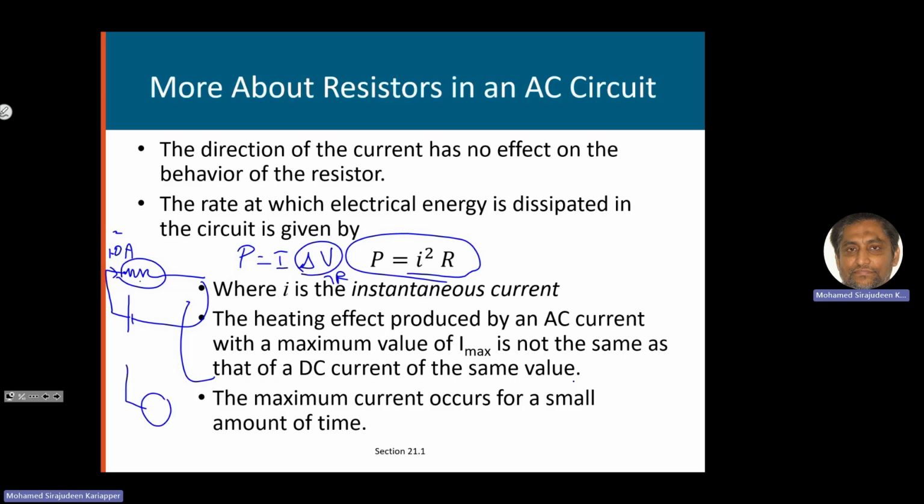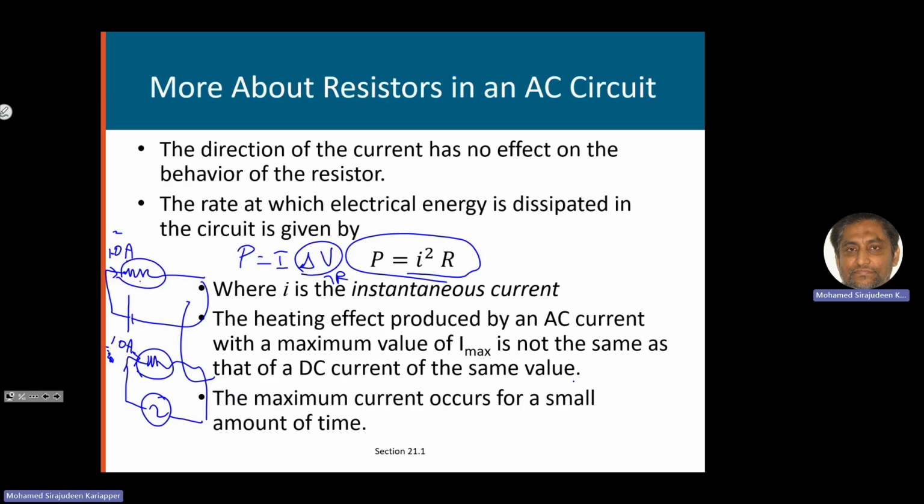Let's say we put an AC source, and let's say the maximum current is 10 amperes. AC source means it is not always 10 amperes. Only the maximum current is 10 amperes. Do you think the power here and here will be the same? No, because this is always 10 amperes, while the other is only 10 amperes for a short time. So the power dissipated here will be less.